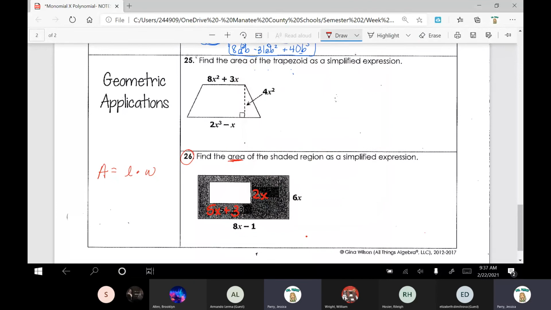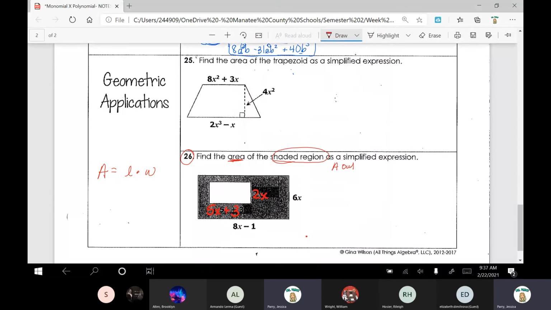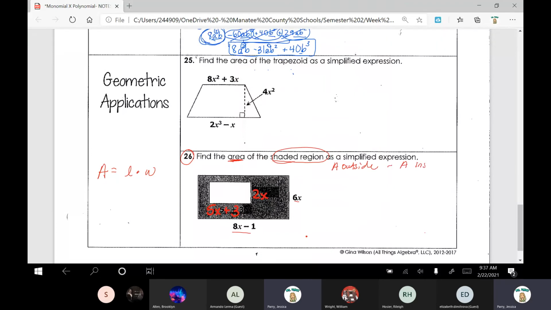So they're asking us to find the area of the shaded region. In order to find the shaded region, we need to find the area of the outside, this times this, and then minus the area of the inside, this times this. Okay, so let's go ahead and do that first.